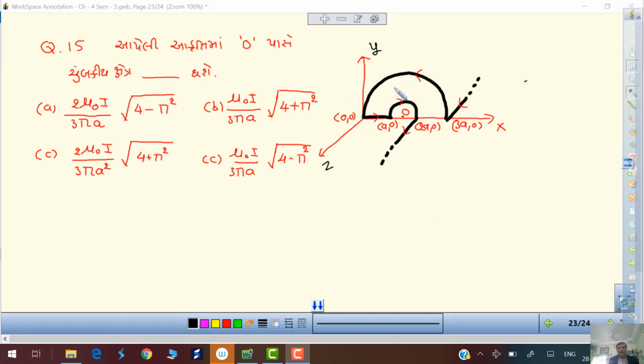So here you are given a figure, then what is the magnetic field at point O? So current is flowing I.